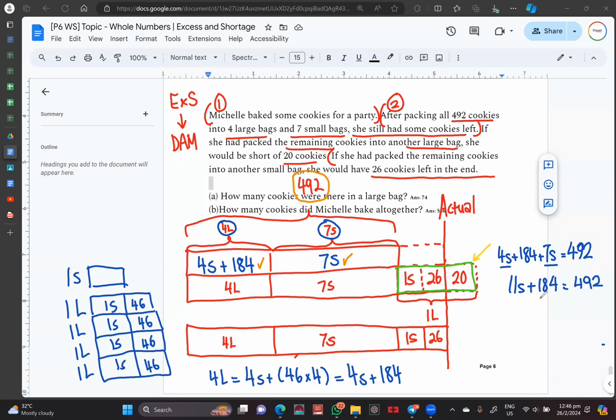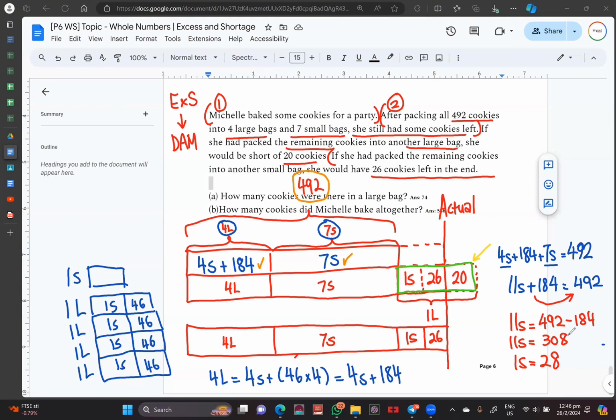Same family sit together, so what we want to do is bring over the 184. So 11 small equals 492 minus away 184. 492 minus 184, and we get 11 small equals 308. Now we always find Mr. Greenman, which is 1 small. So we do 308 divided by 11, we get 28.